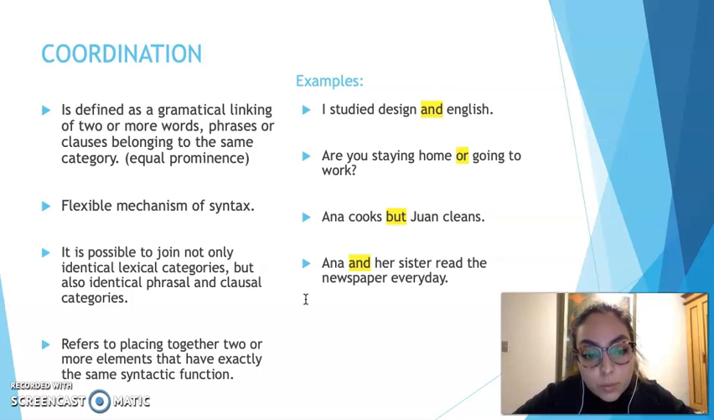It refers to placing together two or more elements that have exactly the same syntactic function. Another example is Anna and her sister read the newspaper every day. In my opinion, all of this is really important.